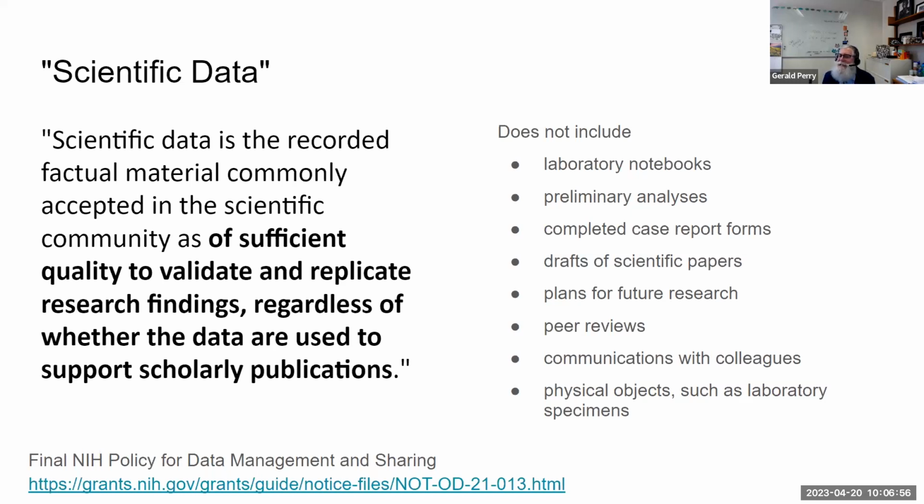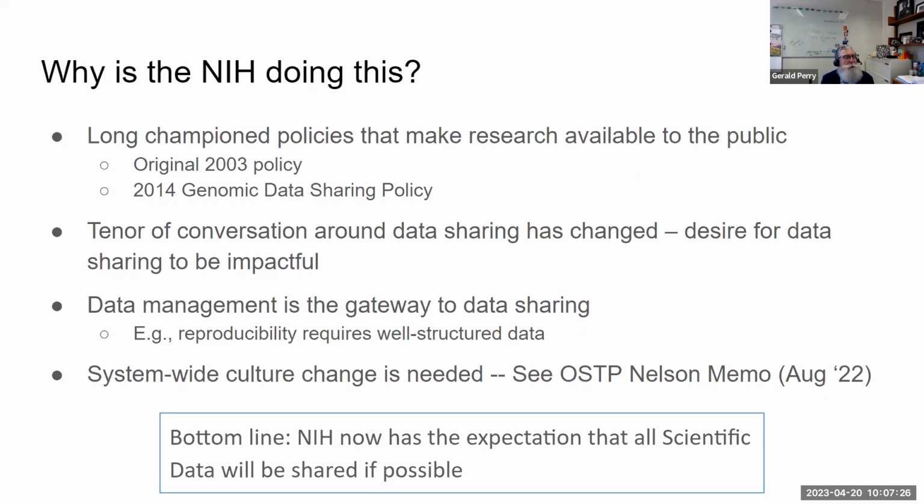Once again, what does this not include? It does not include lab notebooks or preliminary analyses, completed case report forms, nor drafts of scientific papers. It doesn't include plans for future research, and doesn't require peer reviews. It does not include communications with colleagues, and it doesn't include physical objects such as specimens. And again, we've posted a link, at least in the slide, where you can see the final NIH policy. I encourage folks to look at it.